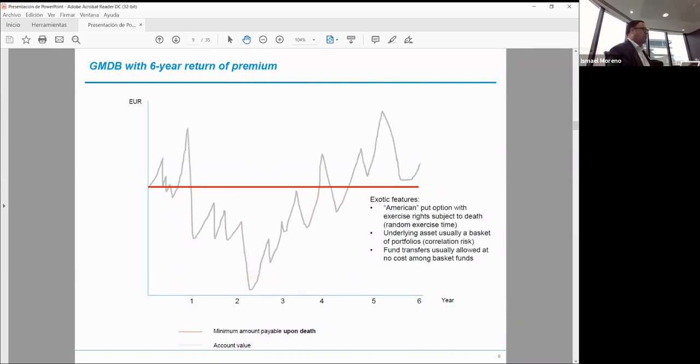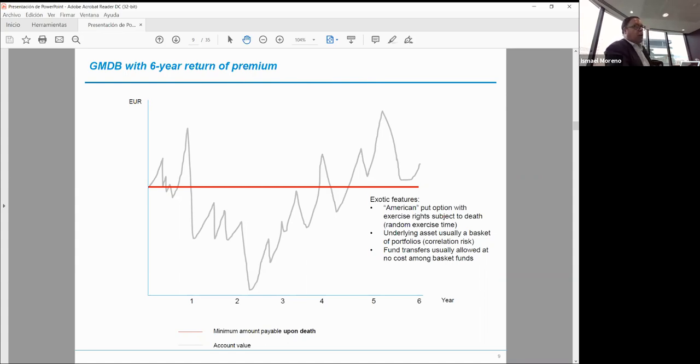Now, going back to the GMDB, this is the simplest GMDB with a 6-year return of premium. You can see there, basically, this is the easy one that we talked about. You put the money into a fund, the fund will go up, go down. If you die at any point in time during the next 6 years, you get the maximum of the fund value or your initial premium, or the red line that you see there. So if you happen to die in year 2 or year 3, you would get the red line. If you happen to die in year 5, you would get the gray line. It works as simple as that.